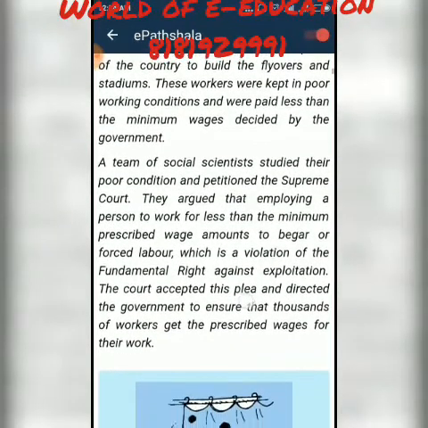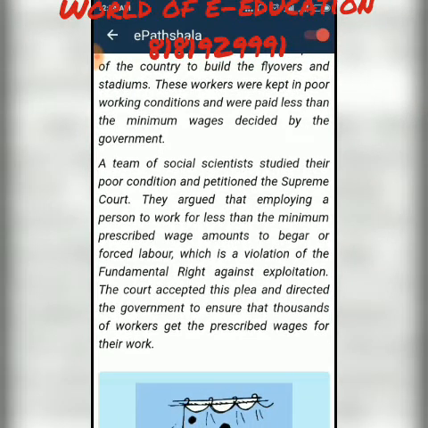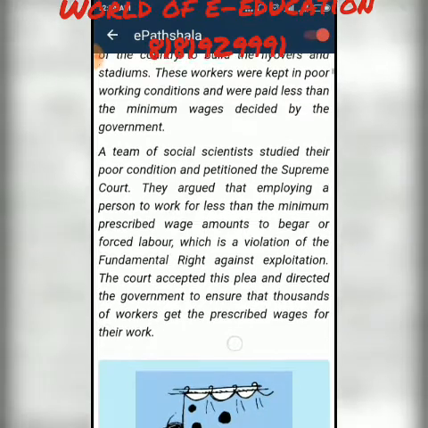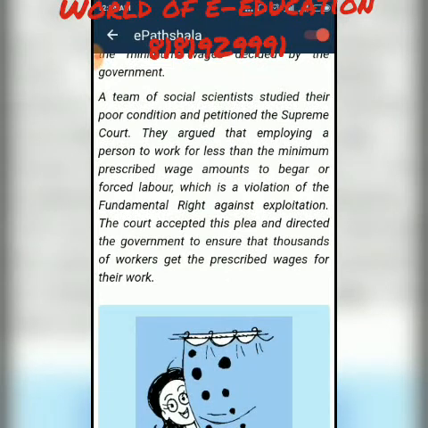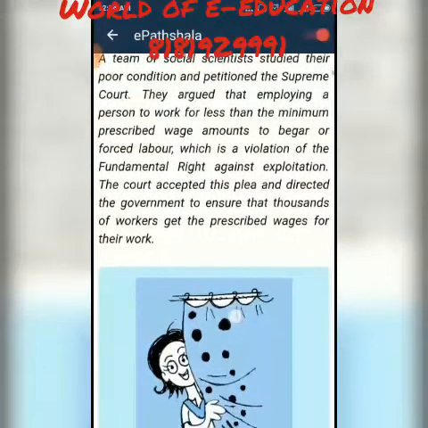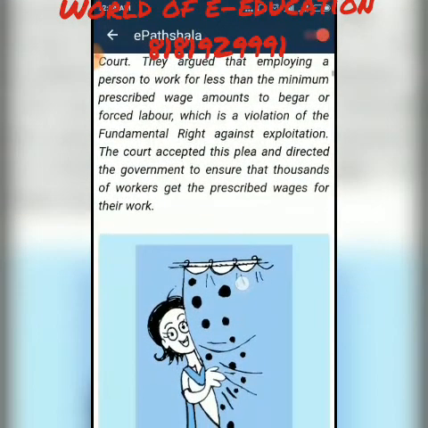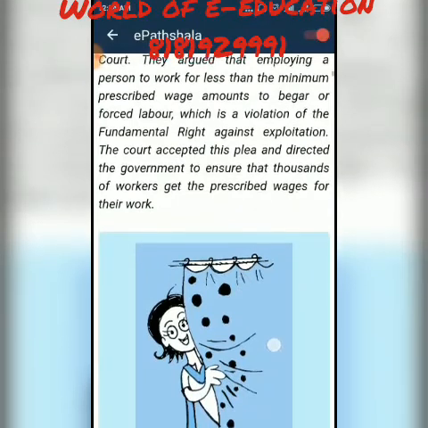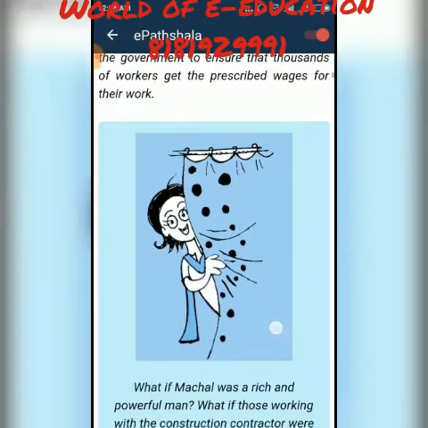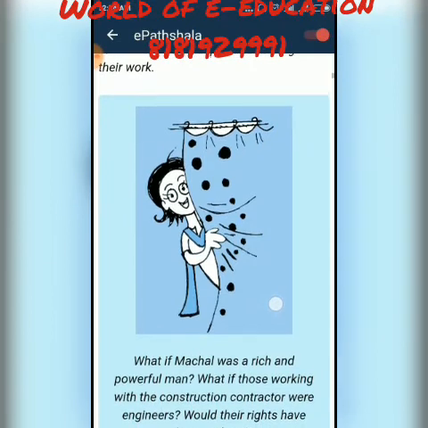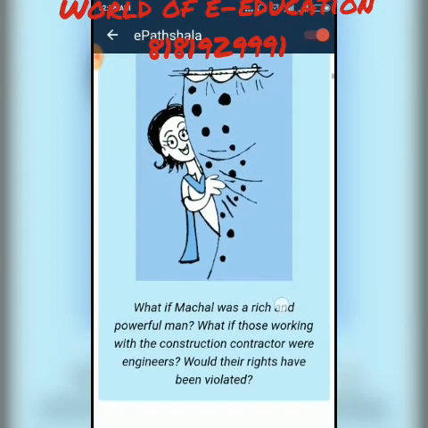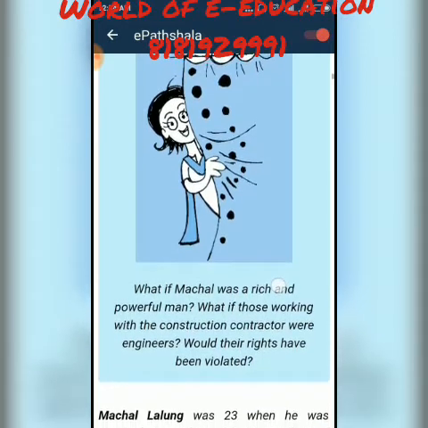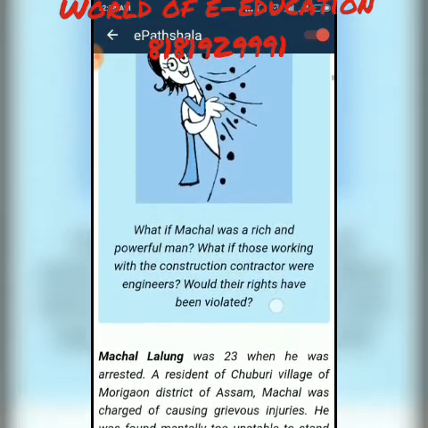They argued that employing a person to work for less than the minimum prescribed wage amounts to beggar or forced labor, which is a violation of the fundamental right against exploitation. The court accepted this plea and directed the government to ensure that thousands of workers get the prescribed wages for their work. What if they were rich and powerful men? What if those working with the construction contractor were engineers? Would their rights have been violated?